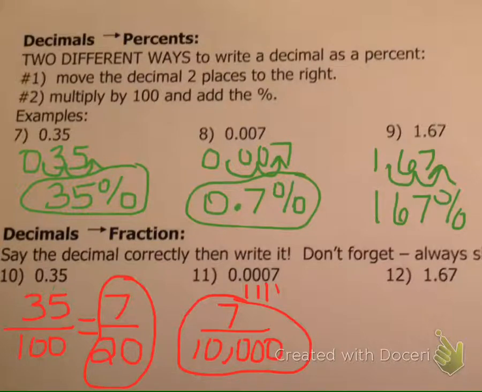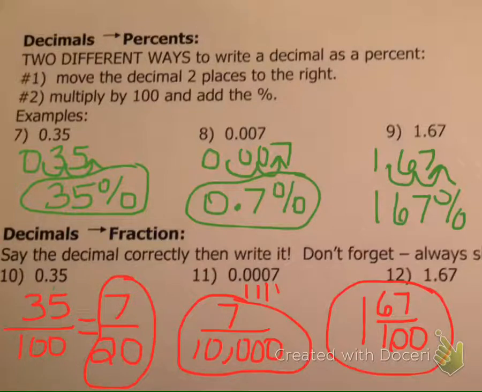Okay, and the last one, 1.67. That would be 1 and 67 hundredths. Good. So we would write that as 1 and 67 over 100. And that's already simplified for us, so we don't have to worry. You could leave it like that, or you could write it as 167 over 100 as well. I would write that, but I don't have room right now.